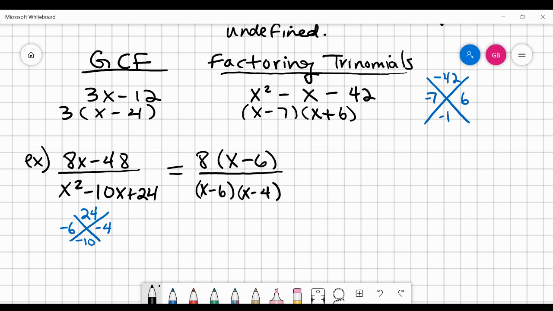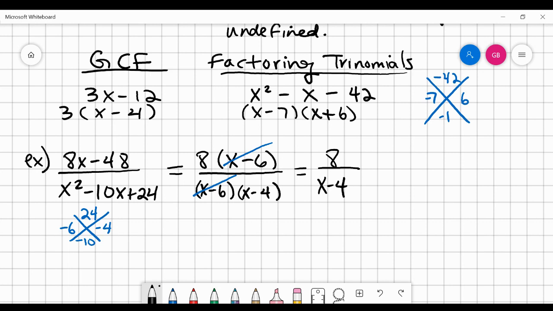Now in this big fraction, there's things that we could simplify out. Since we have the same thing on top and in the bottom, x minus 6, you could cross them out. So the rational expression simplifies to 8 over x minus 4. And that's the most simplified way. There's nothing else you could simplify.